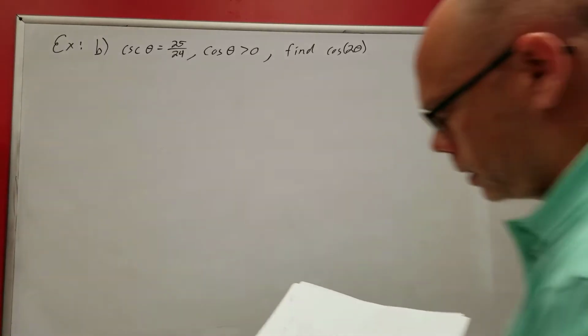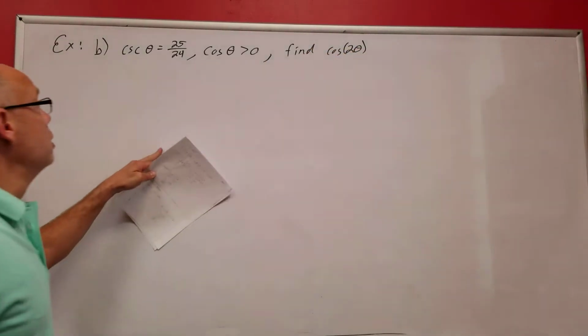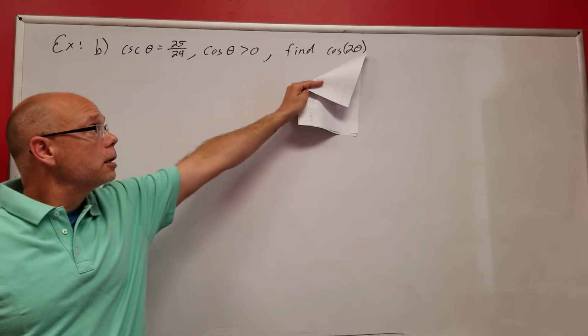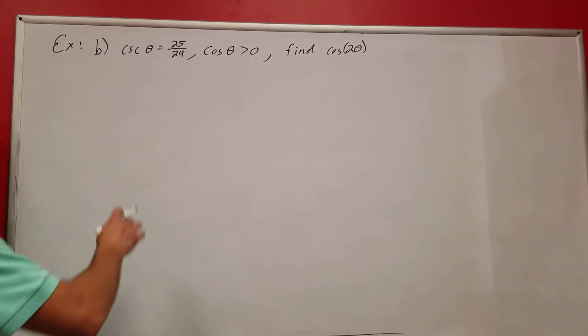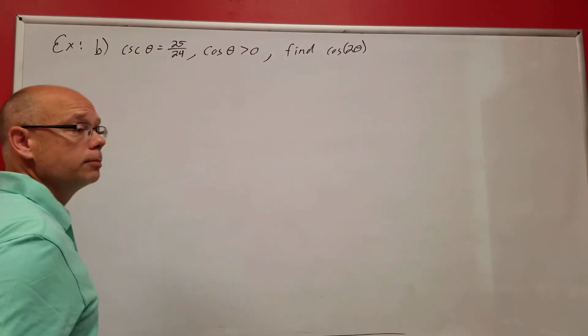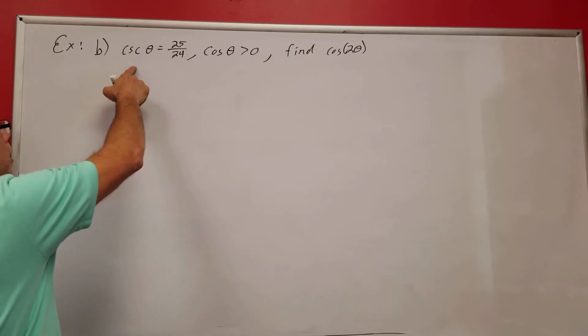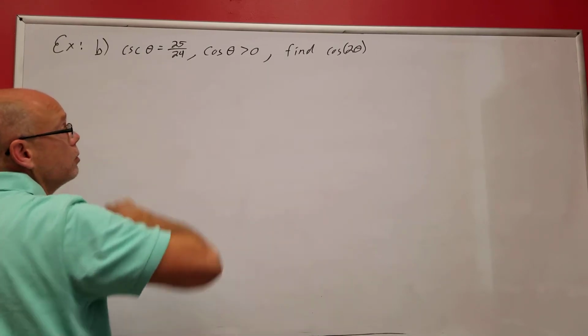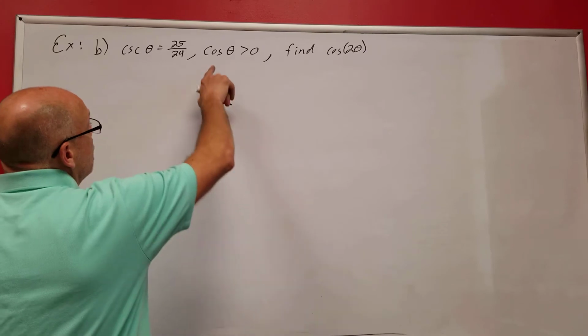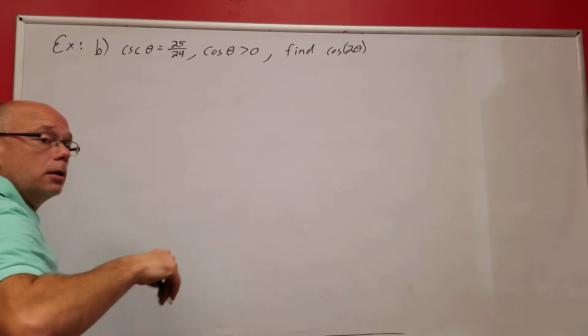Part B of our first example. Suppose we want to find the cosine of 2 theta, and we're given this information here, okay? Now let's look at what we're given. We're given the cosecant is 25 over 24, and the cosine of theta is greater than 0.